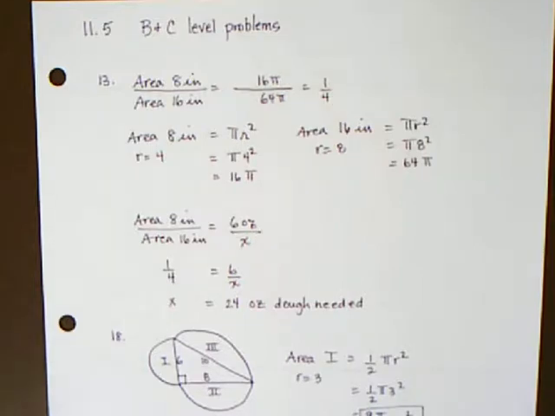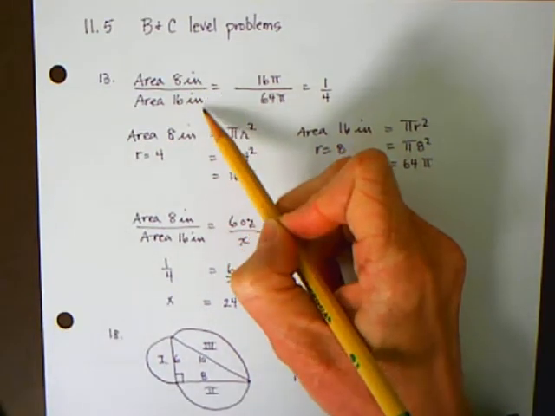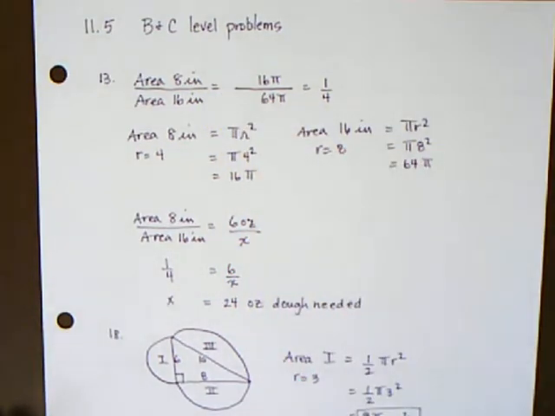If 6 ounces of dough are needed to make an 8-inch pizza, how much dough will be needed to make a 16-inch pizza of the same thickness? And they give you a little hint. They tell you to compare the area of the pizza tops. So I got to figure out what the area of the 8-inch pizza is, and then I got to compare it to the area of the 16-inch pizza.